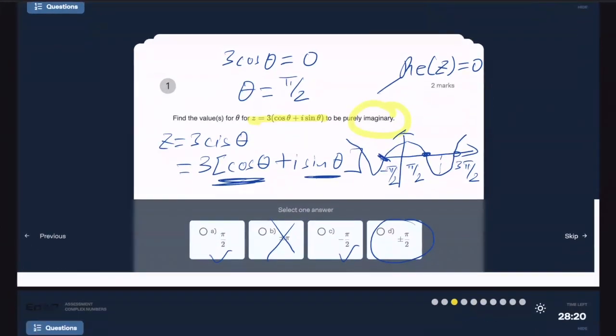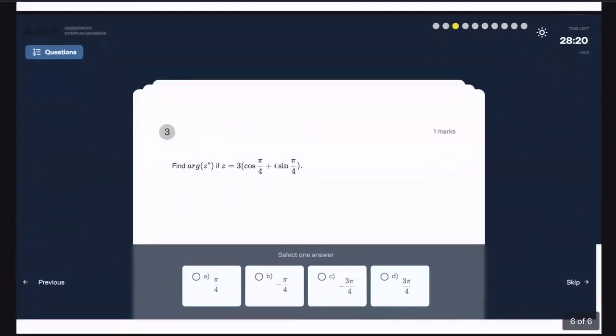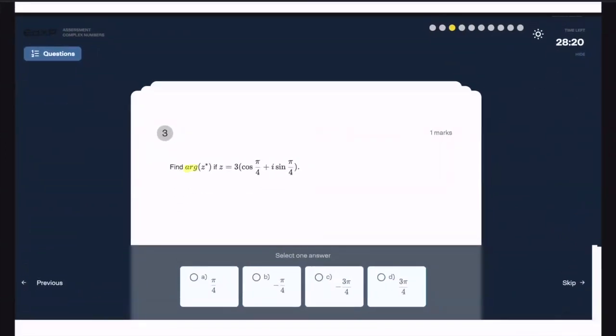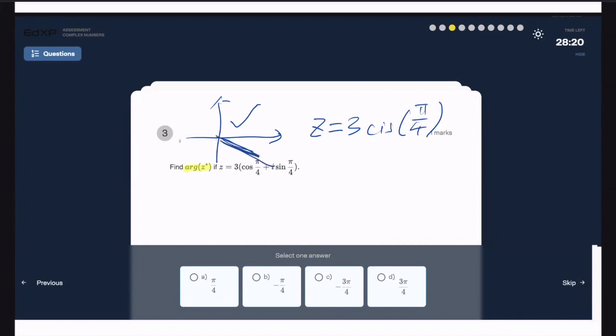I'll move on to our last example, also from our EdXP database. We want to find the argument of the complex conjugate, z star, if z is equal to 3 cis pi over 4. We know that if I do the Argand plot, this complex number has to lie in the first quadrant, which means that the complex conjugate lies in the fourth quadrant, and the argument has to be minus pi over 4. So the answer is B, and this is for 1 mark, just to test your understanding.